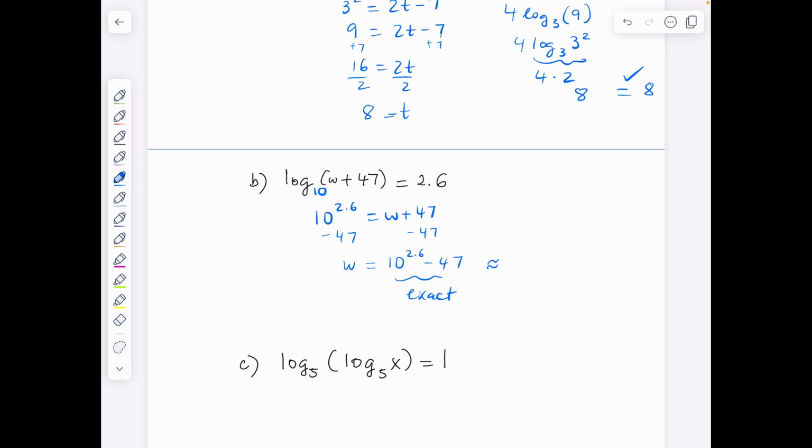And if you want the approximate answer, then use your calculator. This should give us 351.1072 if rounded to 4 decimal places.